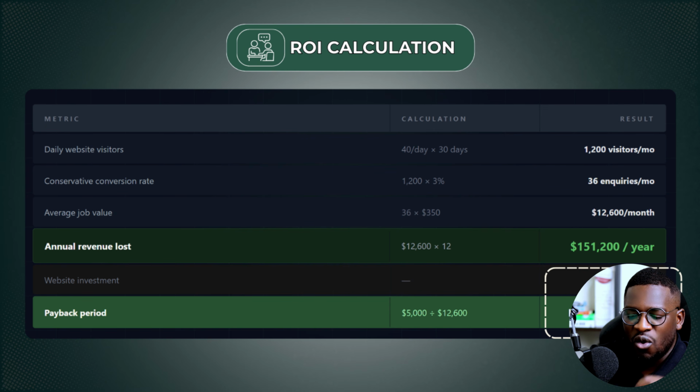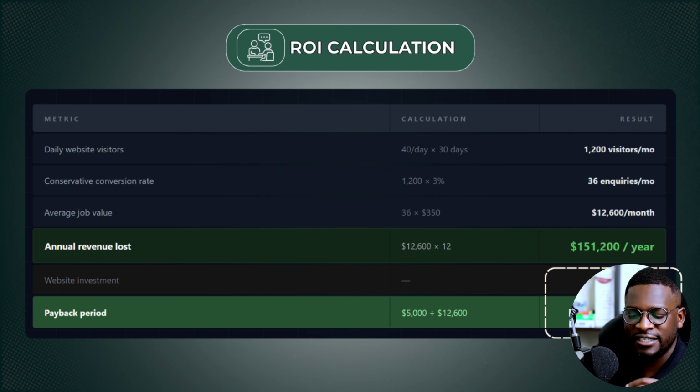And I asked them, what is the average job value that they do? And it was 350. So I took the 36 inquiries and multiplied them by the value of each job, which gave me 12.6 thousand per month of potential value, right? Then if you multiply that by 12, you get 151.2 thousand per year. This is where everything was broken. This is the potential money that this business was losing for the past 6 months before they approached us.